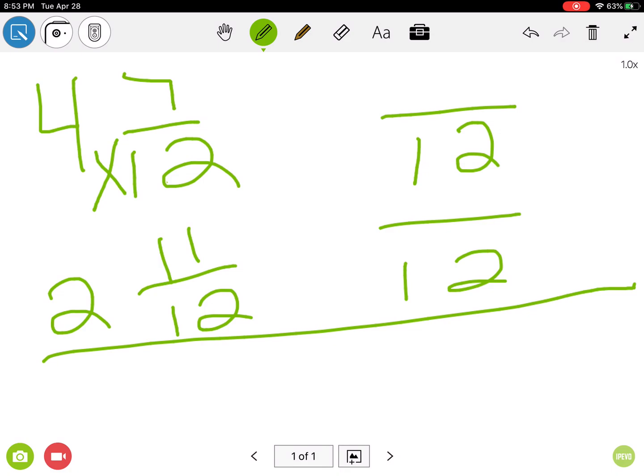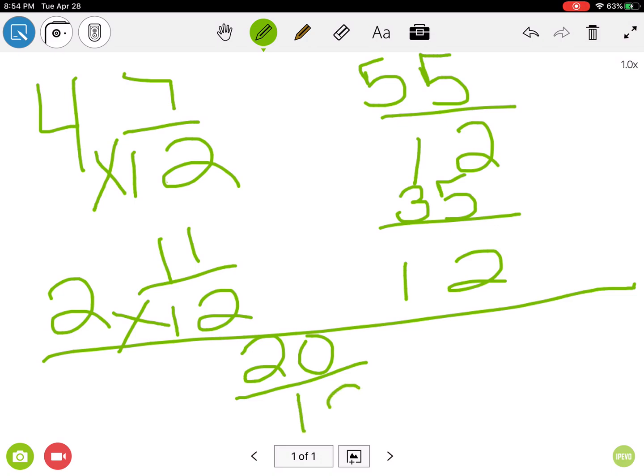All right, then we're going to multiply my denominator times my whole number. So 4 times 12 is 48. 48 plus 7 is 55. Now, 2 times 12 is 24. Plus 11 is 35. Now what I'm going to do is subtract them. 55 minus 35 is 20 over 12.